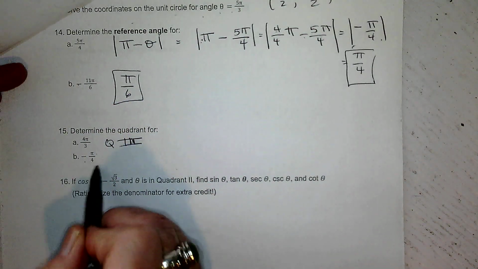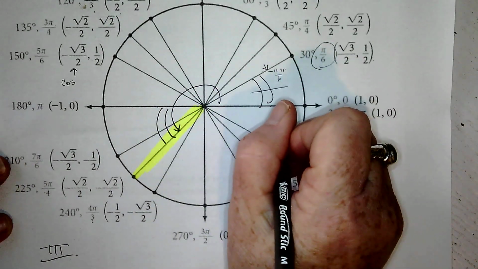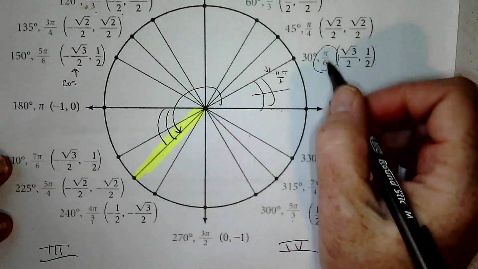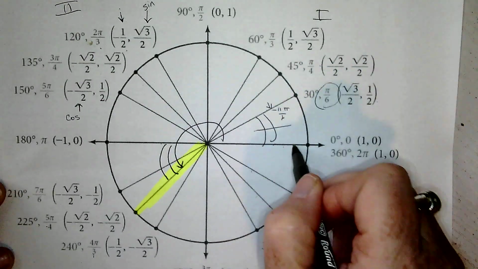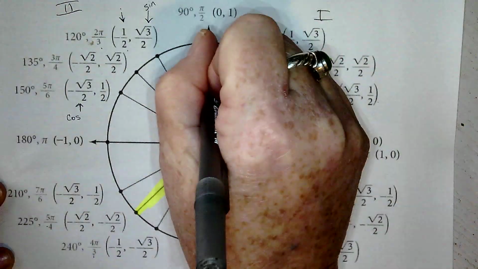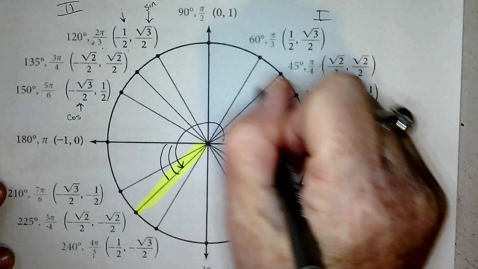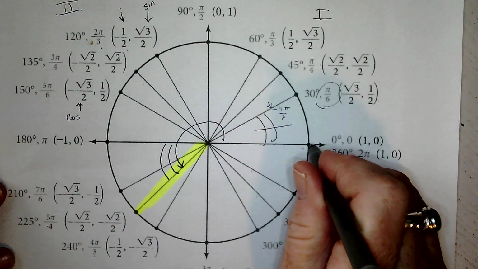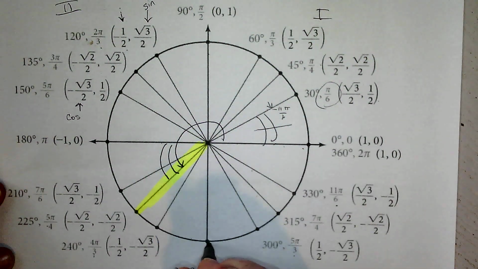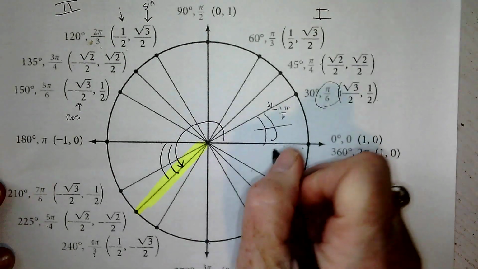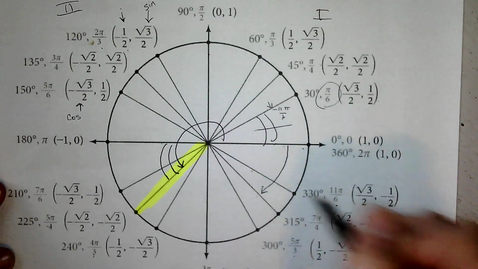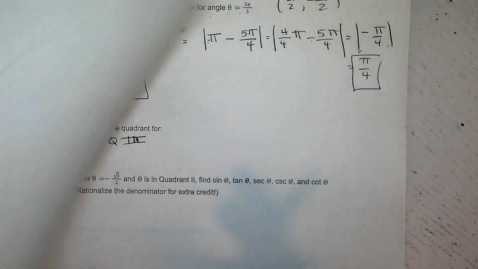And then negative pi over 4, well, that would be going clockwise. Notice that pi over 4 is halfway between 0 and pi over 2. So it's going to be halfway between 0 and 3 pi over 2 because we're going to be going clockwise. So from here to here is going to be our negative pi over 4. And that means it's going to be living in quadrant 4.